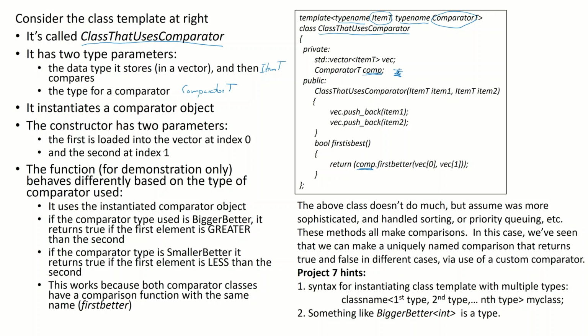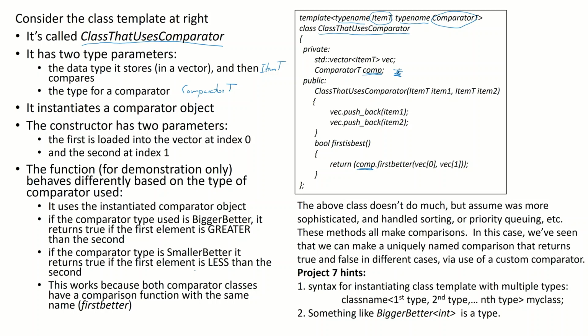There are no mechanics here. This is not insertion sort, but I wanted to abstract away all of the details and just present the how. So it uses the instantiated comparator object. If the comparator that was passed in was the bigger better comparator, then this function would return true if the first element, the element at vec index 0, is greater than the second. If, on the other hand, what we passed in was the smaller better class template, it would return true if the first element was less than the second.